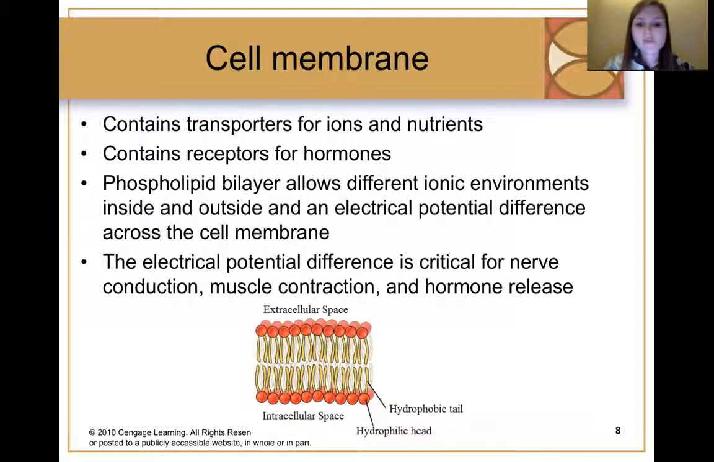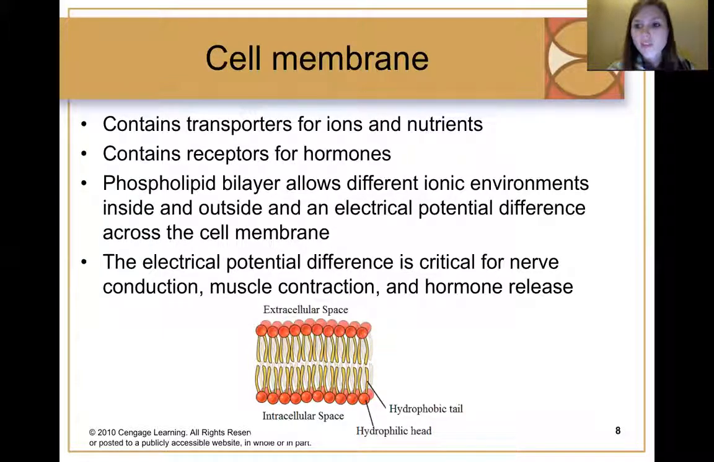So the phospholipid bilayer, like I said, keeps the intracellular space and the extracellular space separated. So it allows for different ionic environments inside and outside. And it also allows for an electrical potential difference across the cell membrane. Basically, electrical potential difference just means, for example, if you have sodium and chloride, sodium has a positive charge, chloride has a negative charge.